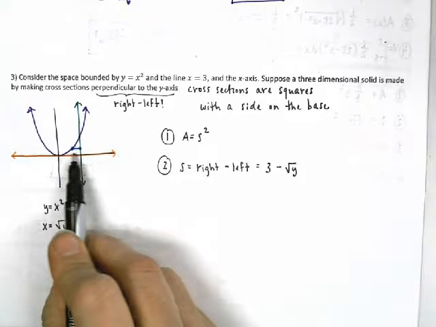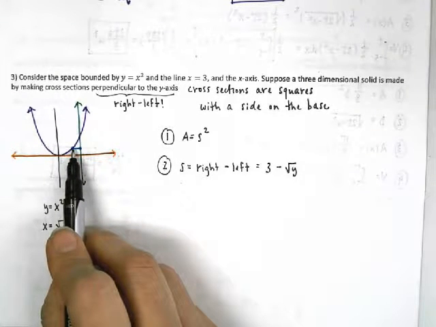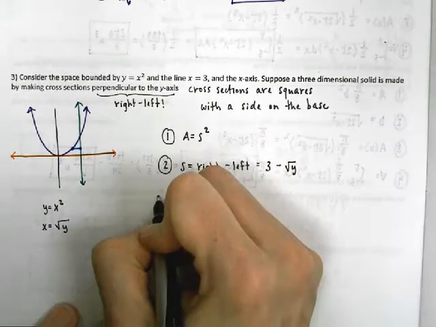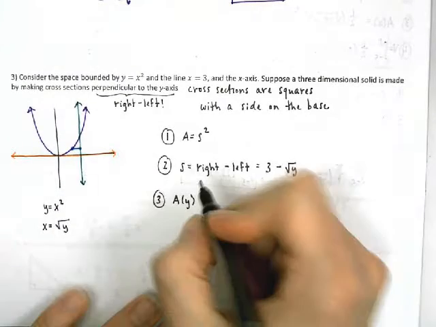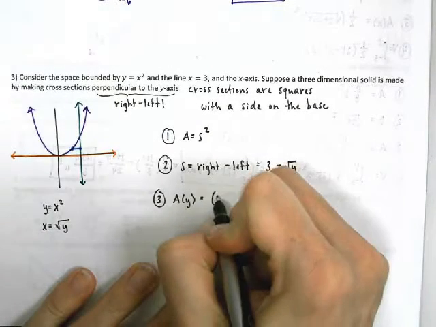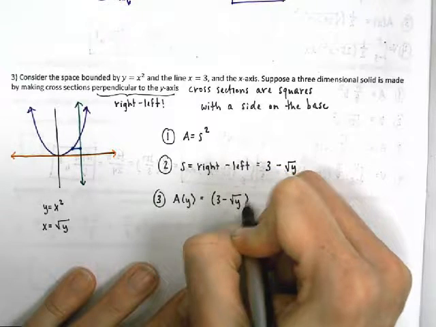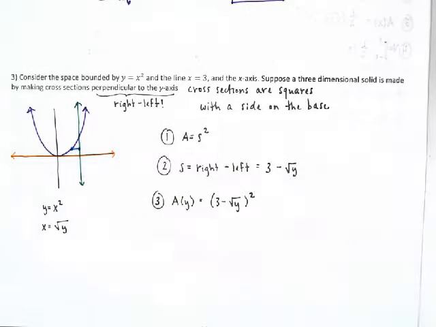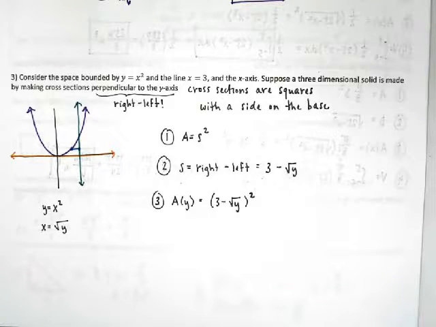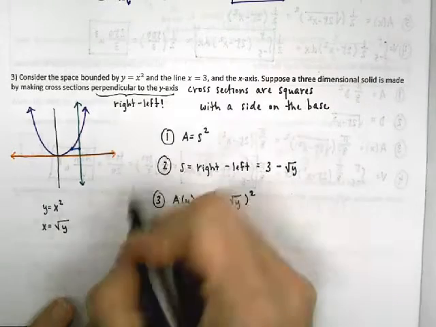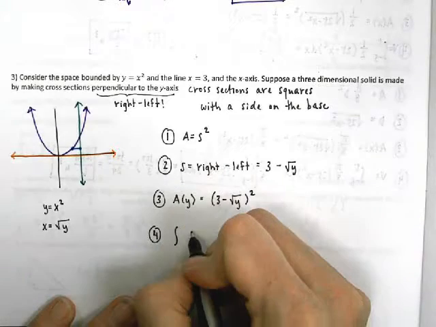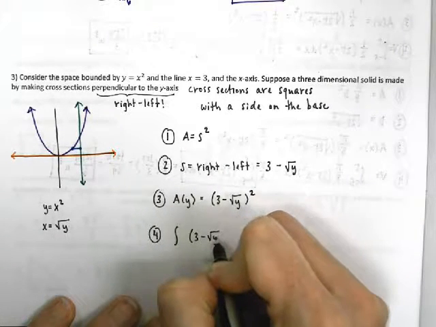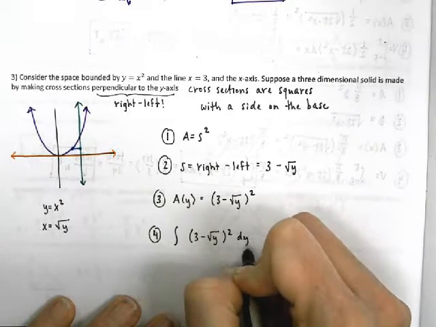So again, that's my right minus left. That's represented by this blue here. That's my side. So now I can get my area in terms of y. And so it's just side squared. So I have 3 minus square root of y, quantity squared. So now our only job is to set up our integral. So we have the integral. We're going to integrate our area function, 3 minus the square root of y, quantity squared, dy.